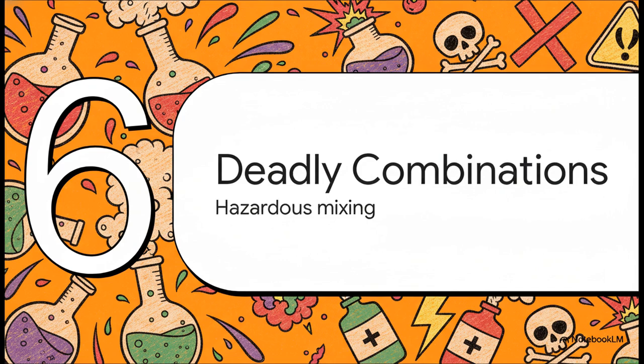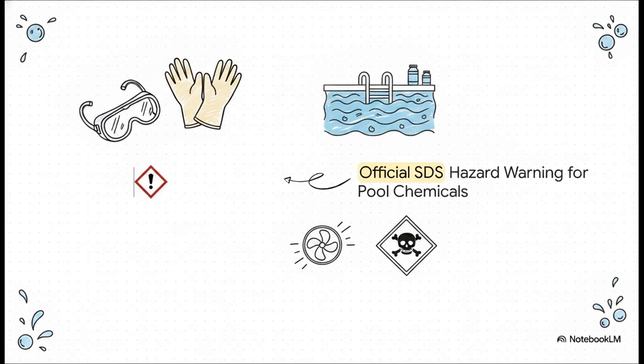Section 6. Deadly chemical combinations. Hazardous contraindications. All right, we've talked about safely getting chemicals into your water, but we absolutely have to outline what happens when incompatible pool chemicals meet outside the water. Look, even common, seemingly harmless chemicals like baking soda have formal safety data sheet hazard warnings. Handling concentrated pool chemicals is a serious and potentially lethal business.